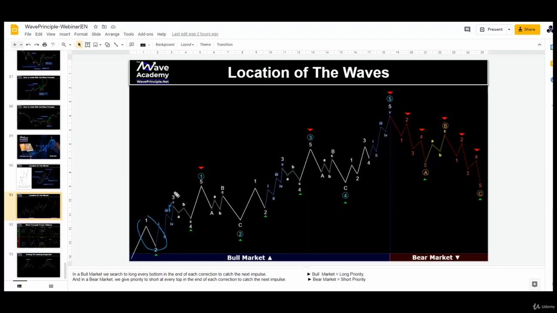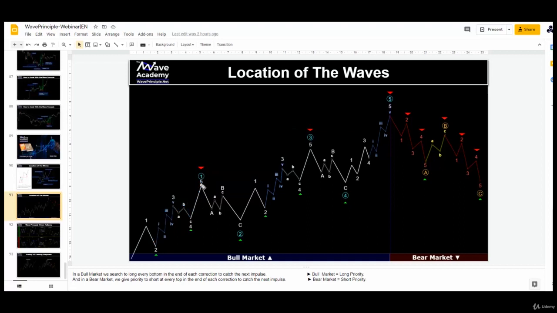The location of the wave has a relationship with the size of the pattern. If the pattern is small, maybe you are in a subdivision and the ending diagonal looks like this, which means it's going to be ABC, and then it's going to make a new height. But if you see a bigger ending diagonal, that means that this is an ending diagonal of a bigger cycle and not a smaller one.